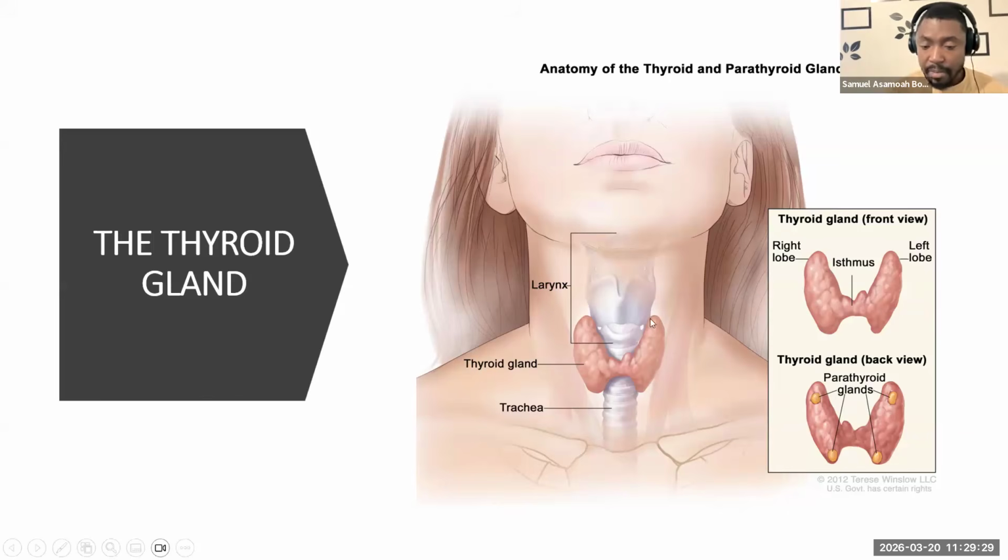And as you can see from the image, some of you say, hey, Asabi, which one? Yes, this one, the one where I'm using the green marker to mark the borders. That is the thyroid gland.